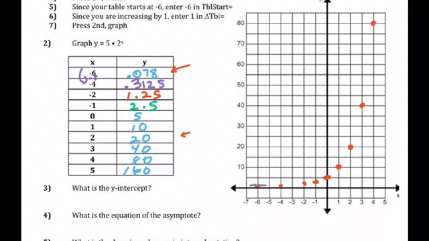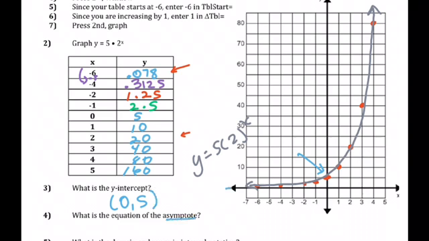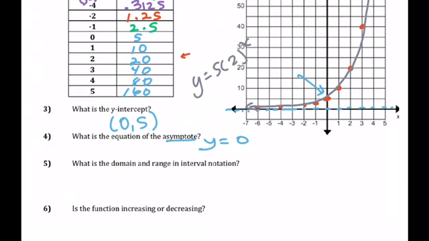So then when I connect my points, I have this representation of my equation, arrows on both ends, y equals 5 times 2 to the x power. So that's the picture in my graph of that. Okay, questions. What is the y-intercept? So where did I cross the y-axis? That was at 0, 5. What is the equation of the asymptote? The asymptote is this x-axis, and so that's going to be the equation y equals 0. It's a horizontal line, so it's going to go through the y-axis.